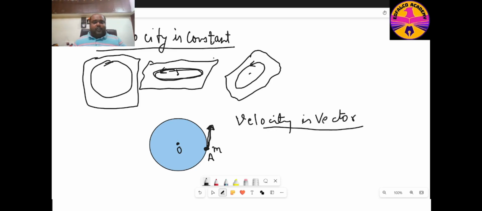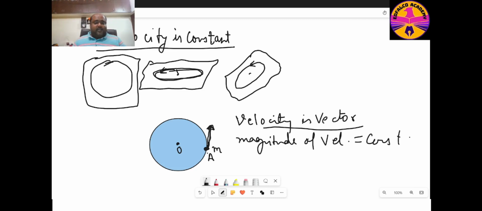Now, when I said velocity is constant, I actually meant that the magnitude of the velocity is constant. Magnitude of velocity is constant in this uniform circular motion. The direction of this velocity is not constant, it's changing.